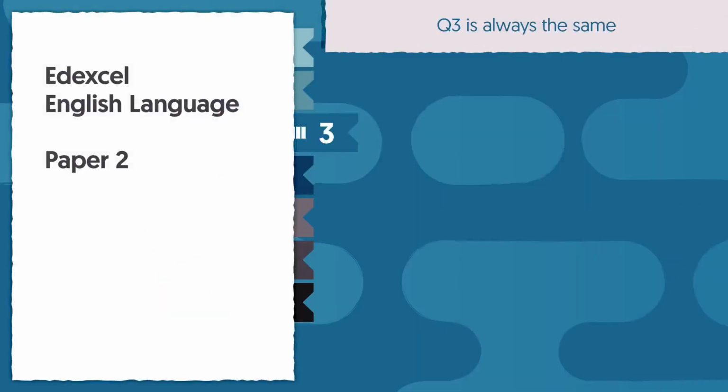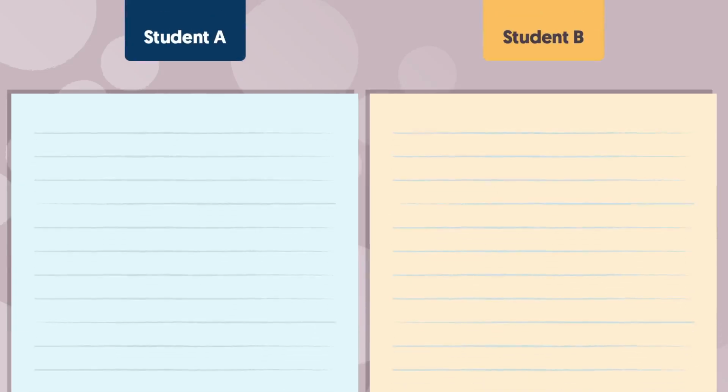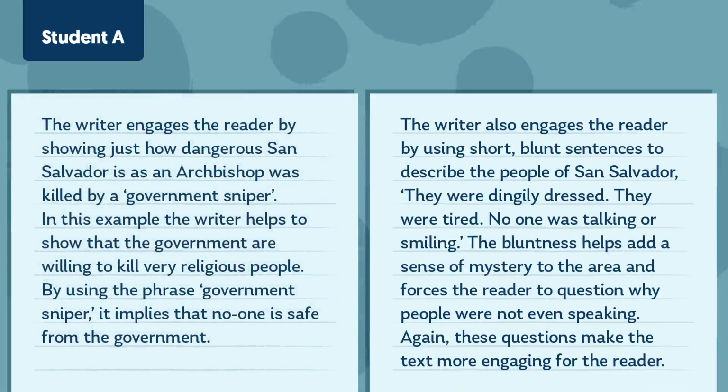Paper 2 Question 3 is always the same and will ask you to analyse how the writer uses language and structure to interest and engage the reader. We're going to have a look now at 2 extracts from student responses to this question and talk about how they've approached it. Let's start with student A. Press pause now to give yourself time to read through what they've written, and press play again when you're ready.